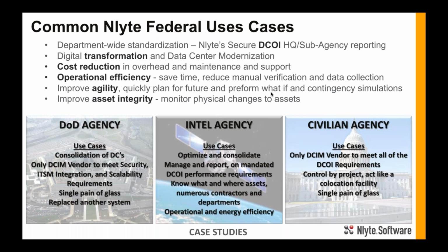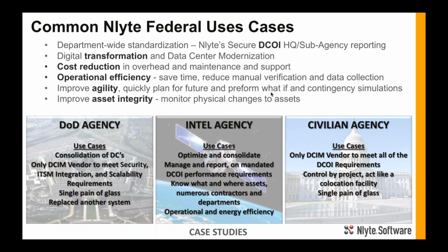What needs to be modernized? What assets do you have? What assets are not under management, right? And you just can't do that with spreadsheets. When you begin to do this, you can find the areas where you can get cost reductions in overhead, in maintenance and support, and so forth. Additionally, there are operational efficiencies you get by saving time, reducing manual verifications, reducing power costs, and so forth.